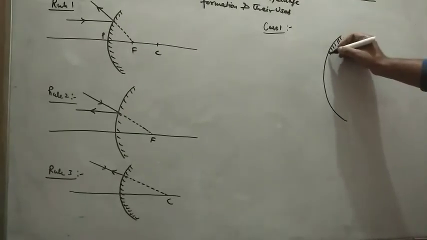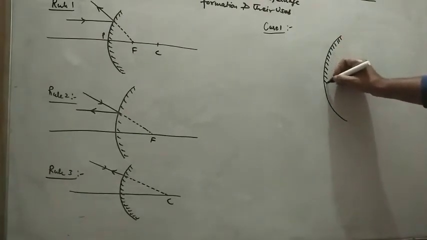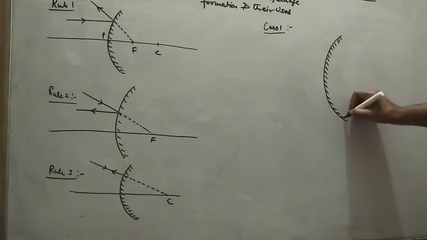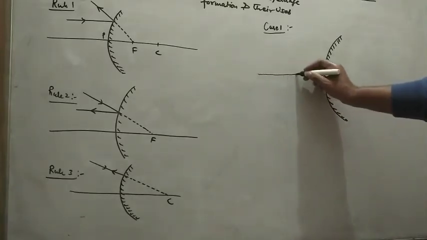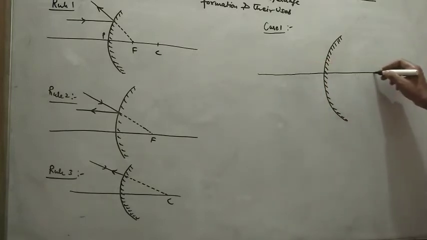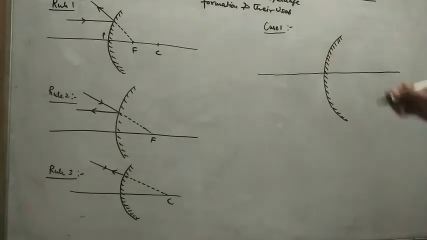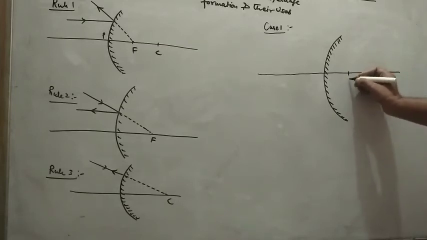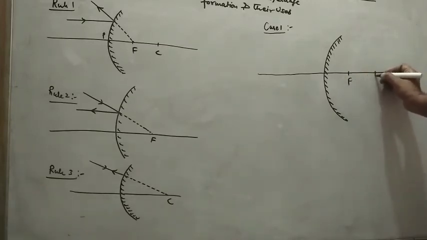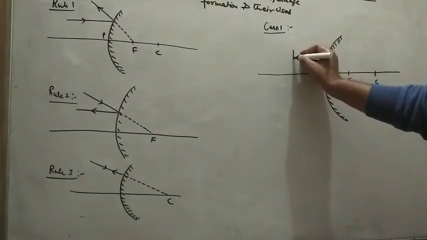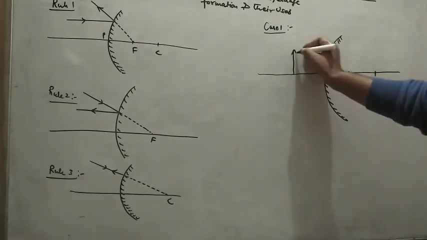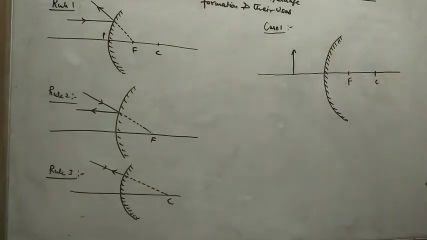Here is case number 1. For all positions, the image characteristics are going to be the same. That is virtual, erect and diminished. You will watch, I'll explain to you. Let it be focus and here it is the center of curvature. Anywhere you can keep the object in front of the convex mirror, the characteristics will remain the same.